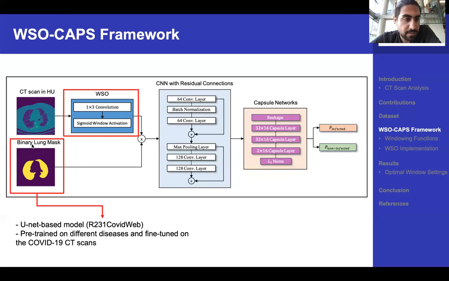The binary masks are obtained using a U-Net-based segmentation model, which is pre-trained on different diseases and fine-tuned on the COVID-19 CT scans. For the WSO module, I will explain the module and the implementation in more detail in the next slides.